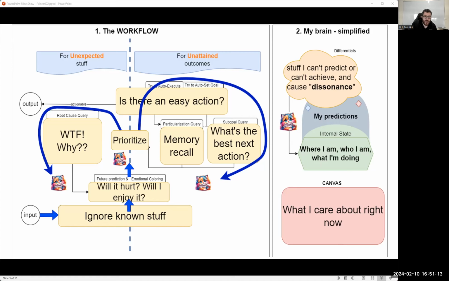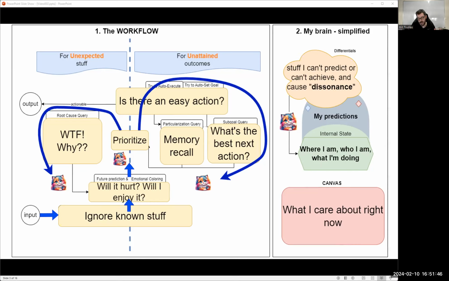state, and what I care about right now, I have a set of predictions about the world, but sometimes something is unexpected or something that I want to achieve is unattained, and therefore I need to execute a workflow on the left side. So I ask why, I do what is called there the root cause query, and I get answers. Or if I need to do an action, I first ask myself, is it an easy action? Have I done it in the past? Maybe I've done it, so let's use that.